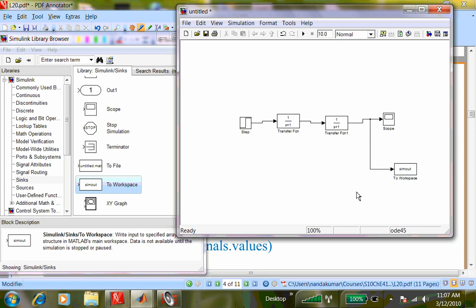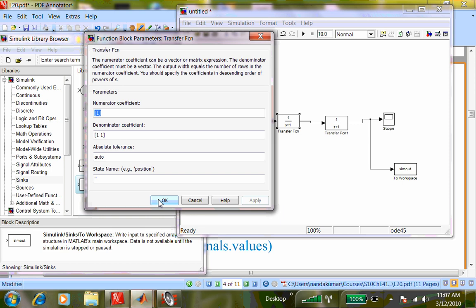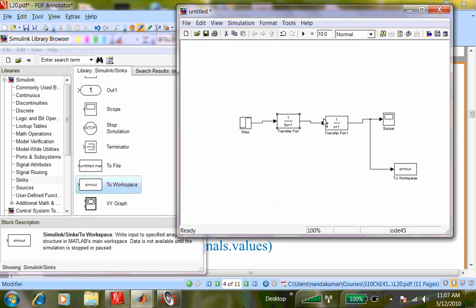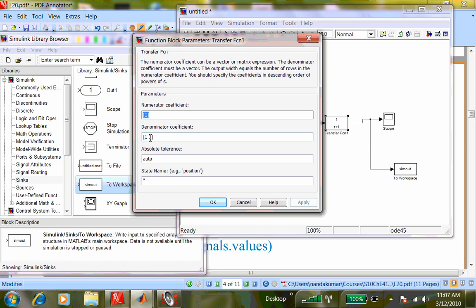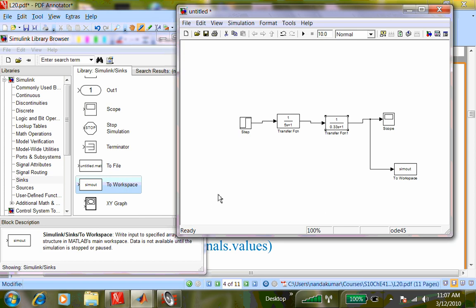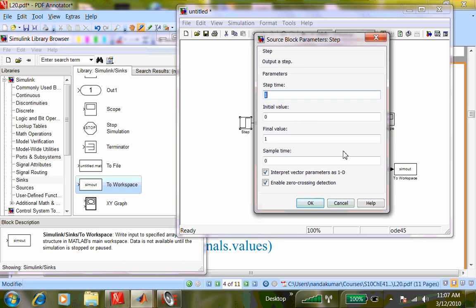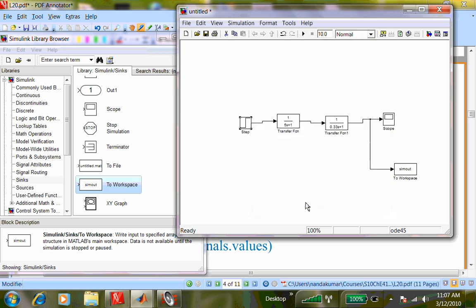So what I've done is I've put a step change which goes through the process transfer function. So I need to specify this as such. And then it goes through the measurement one. And that is 0.333. Now, if anything that I'm typing here is not clear to you, you need to ask me, okay? You know how these numbers are interpreted, right? So it's the numerator over the denominator. And then I need to set the step change to occur at 0, and the magnitude is 10.